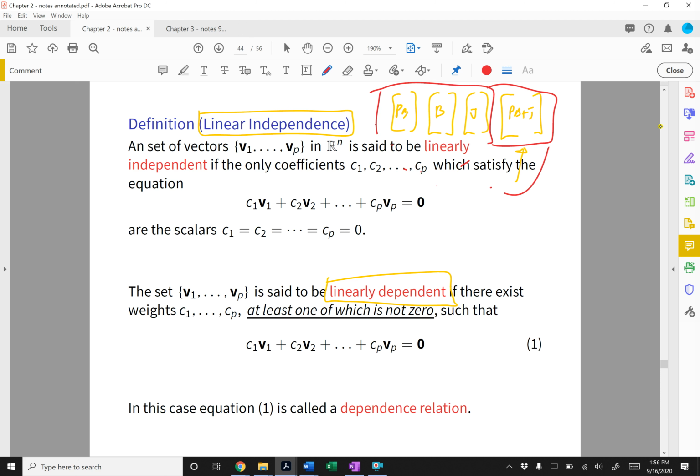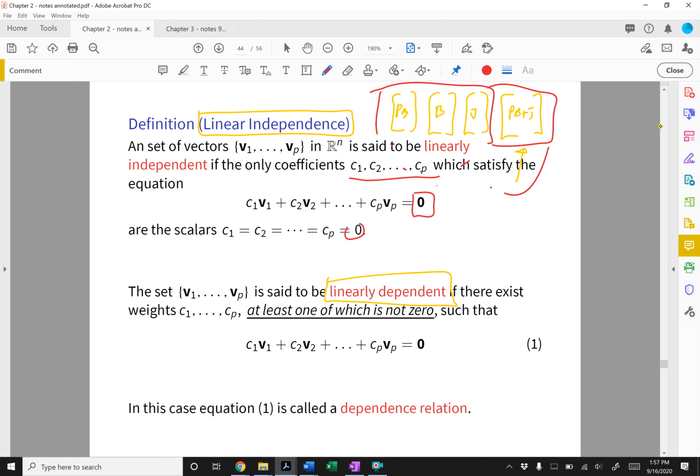A set of vectors in Rn is said to be linearly independent if the only coefficients of the p vectors which satisfy the equation, so here we have some combination of those vectors equaling 0, if all of those scalars have to be 0, then they are linearly independent. So how many of vector 1, how much of vector 2, how much of vector 3, up to vector p, how much do I need so I can add them all together and get 0?